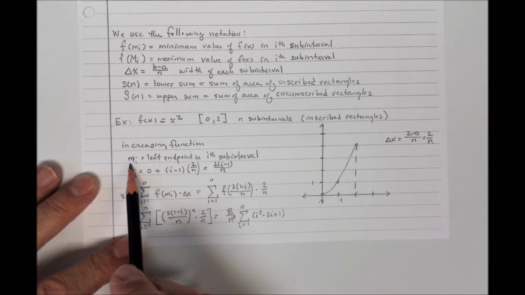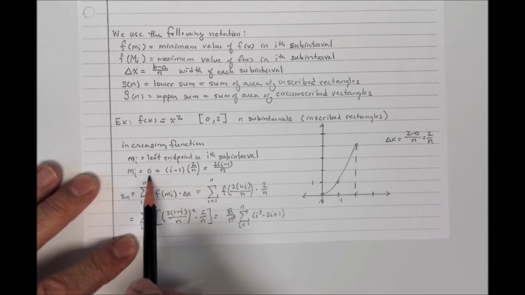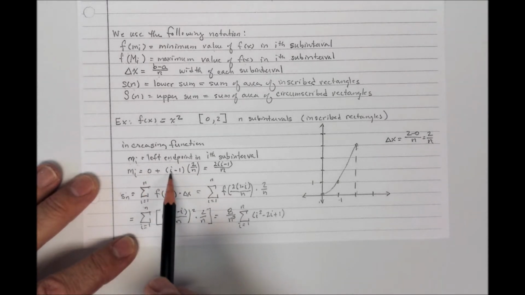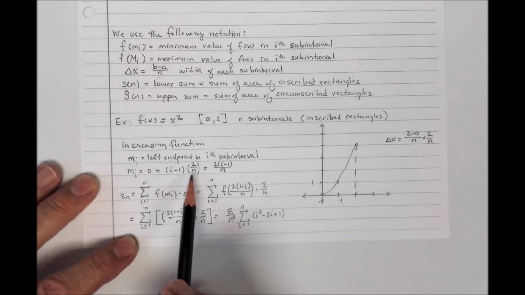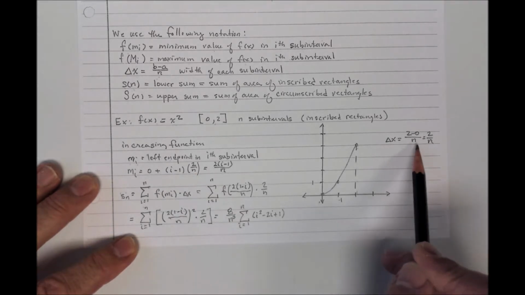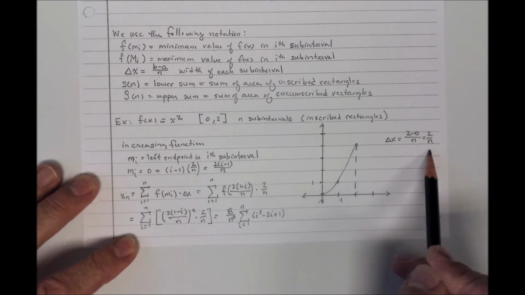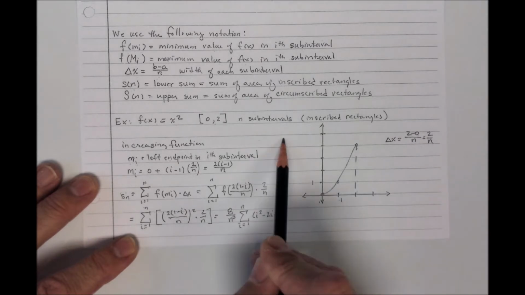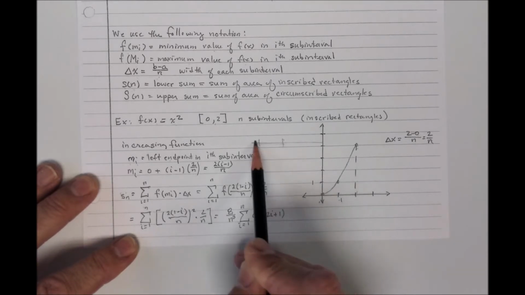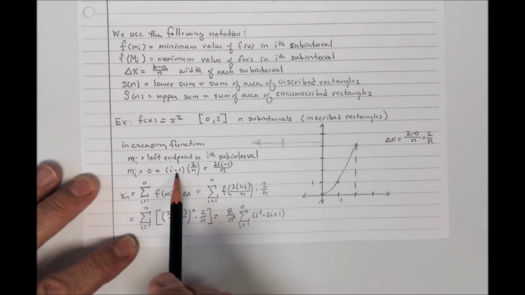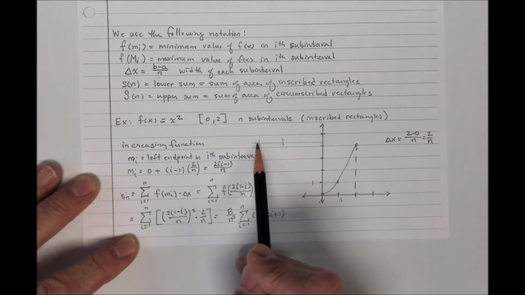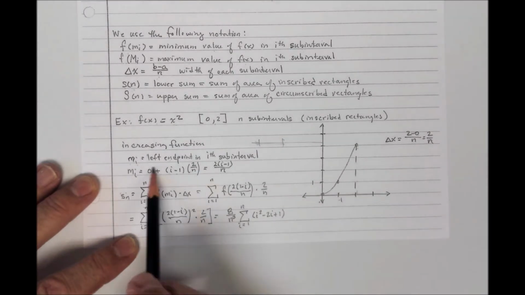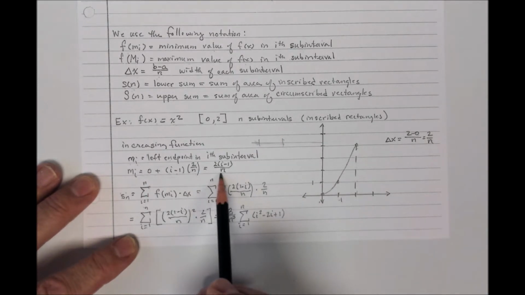So lowercase m sub i is the left endpoint at 0 plus i minus 1 times the length of my subinterval. My subinterval is 2 minus 0 over n, or 2 over n. So to go to the first one, that would be 2 over n. Now, if this is my subinterval, that would be 2 over n, but I want the left endpoint, so it's 1 less than that. So if I plug in for my first, it's going to be happening at 0. And I simplify this, and I get 2 times the quantity i minus 1 all over n.